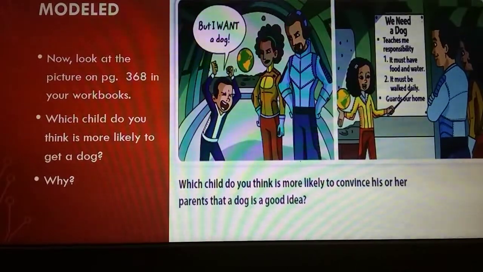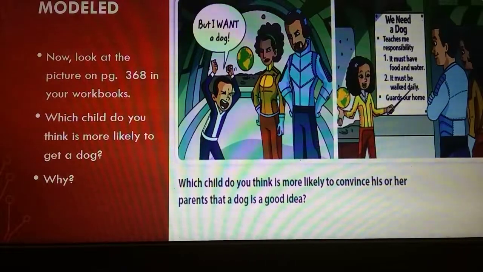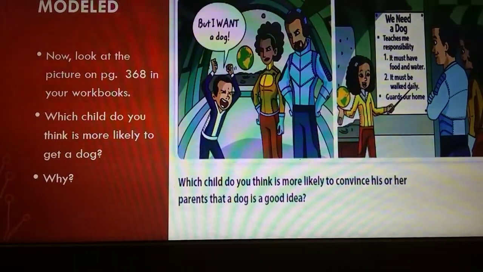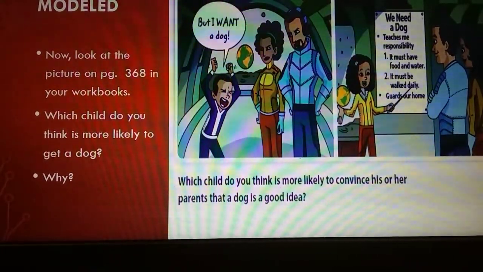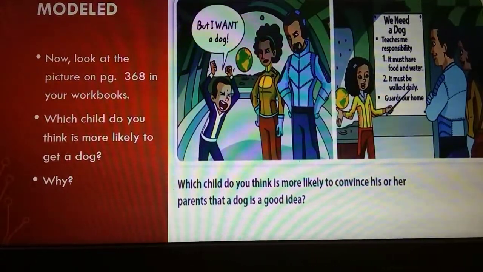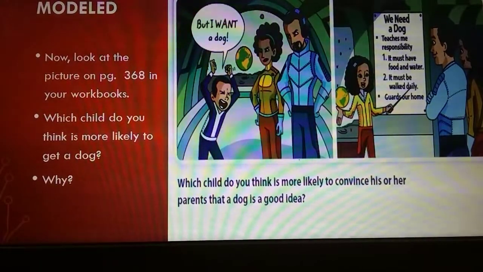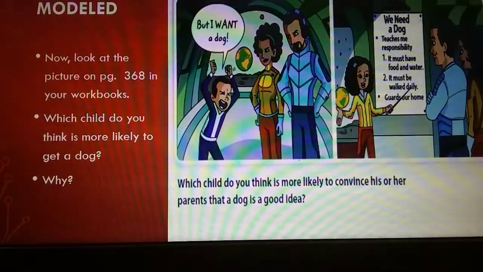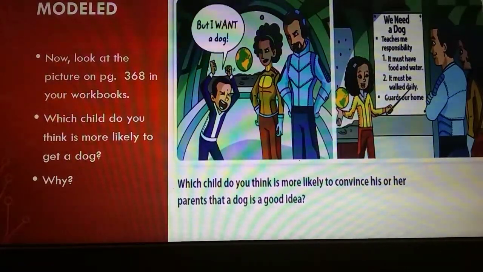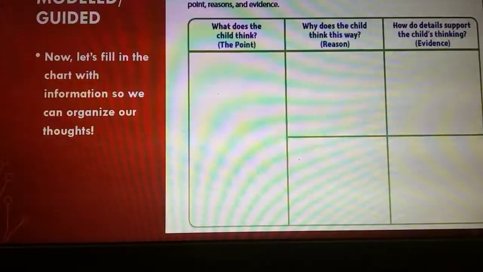So the question is, which child do you think is more likely to convince his or her parents that a dog is a good idea? Hopefully you said the girl, because demanding something, especially with your parents, is not going to get you much of anywhere. But the way she laid out her argument, she is more likely to convince her parents that she should have a dog. Okay, let's move on.